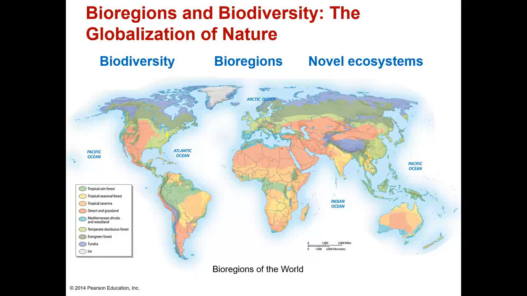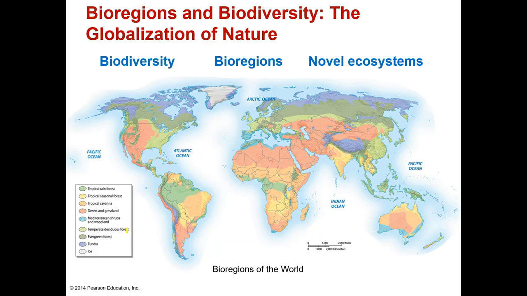Deserts and grasslands would be B climates. Mediterranean shrubs and woodlands would be a type of C climate. Temperate deciduous forests could be C or D climates, and then evergreens would be some of the colder D climates. So evergreens are where you have coniferous forests, where you have pine trees, and temperate deciduous forests, like Michigan up till about the UP, like we have in Jackson, where you have trees that drop their leaves during the winter and then they come back during the summer. So these are different bioregions of the world, and they also have ice and tundra.